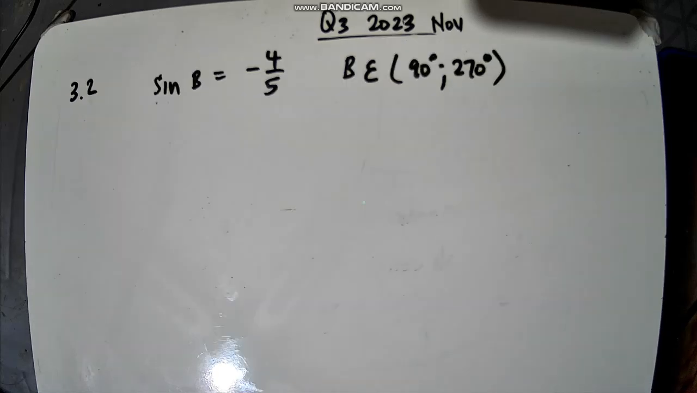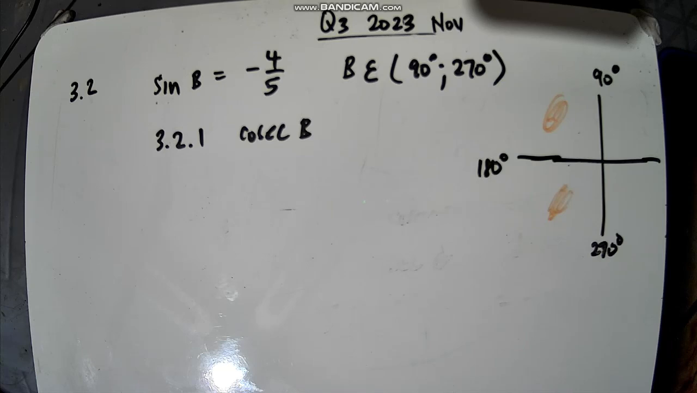Now the next question, 3.2, says sine b is equal to negative 4 over 5, and b is an element of 90 degrees and 270. They want us, without using a calculator, they want cosec b. Now sine and cosec are buddies, so that is quadrant 2. Notice they gave us 90, 270, so they said it's either quadrant 2 or 3, but looking at cosec, cosec is sine, which is quadrant 2, it's a reciprocal. So we know that sine b is negative 4 over 5, which they told us, right?